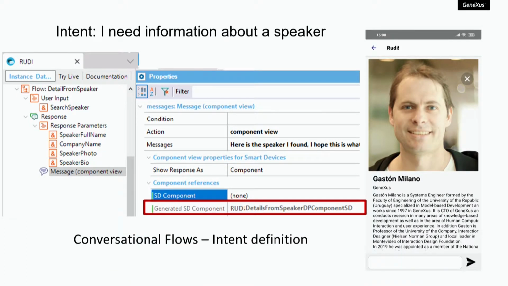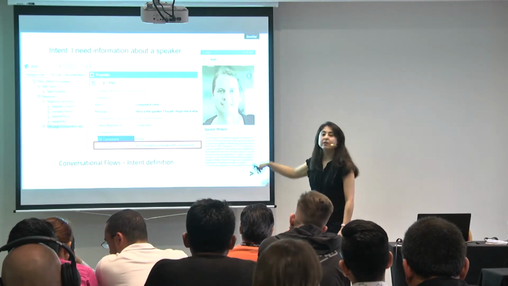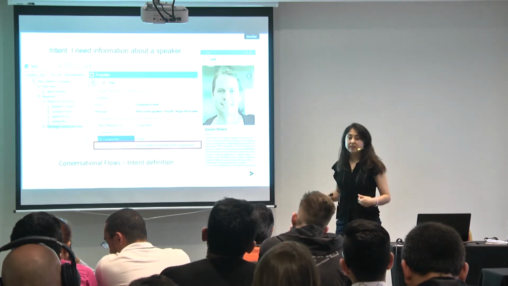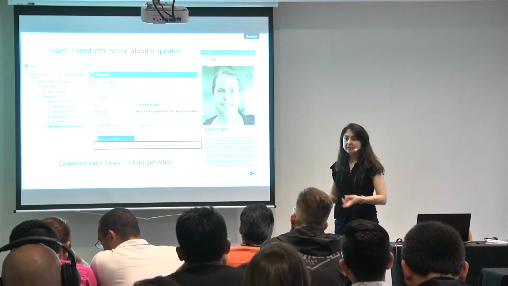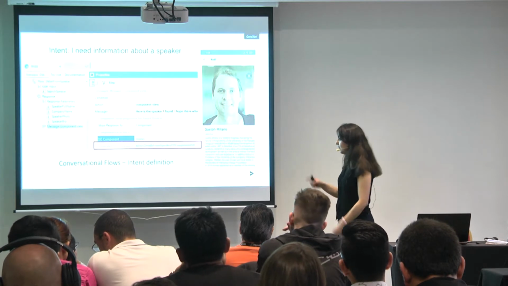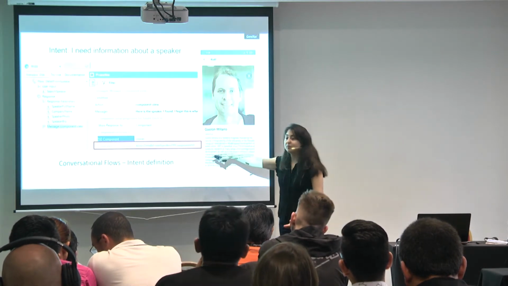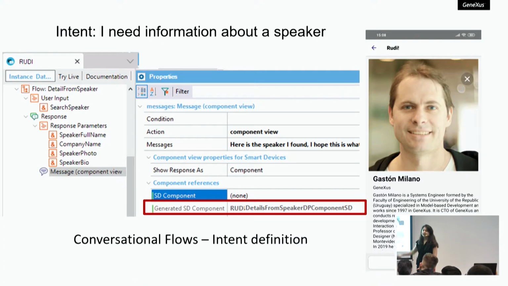What I do is define a message, and I have a property that allows me to assign a component, which is the one that is going to show the result, the output of the data provider. The interesting thing is that this component is generated automatically based on the output of the data provider. I can change it if I want, but I have one that is generated automatically.